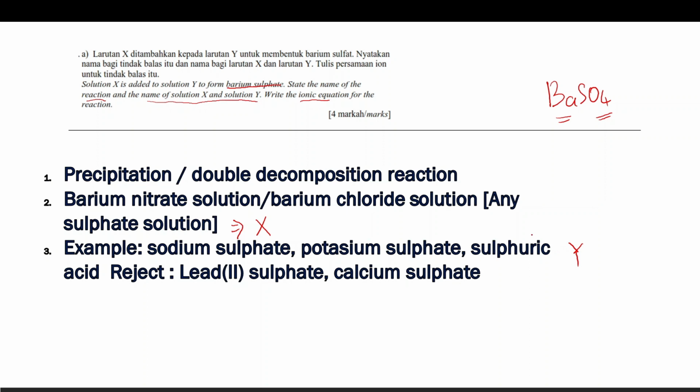Then after that, write the ionic equation. The ionic equation is very simple. If you want to write barium sulfate, we need the barium ions and the sulfate ions, and then you produce barium sulfate. So 4 marks here.